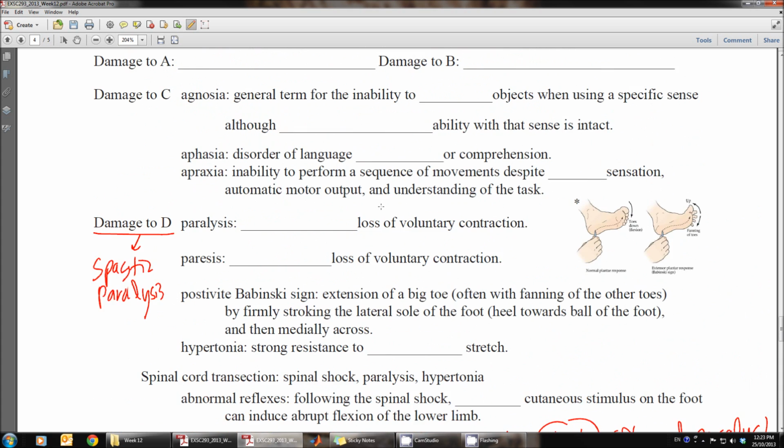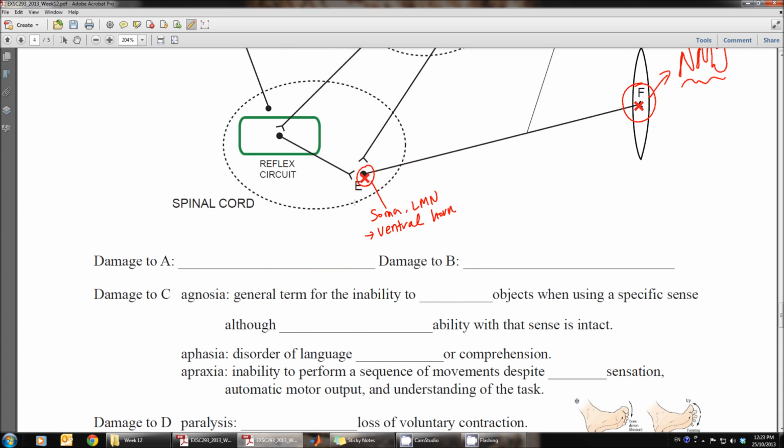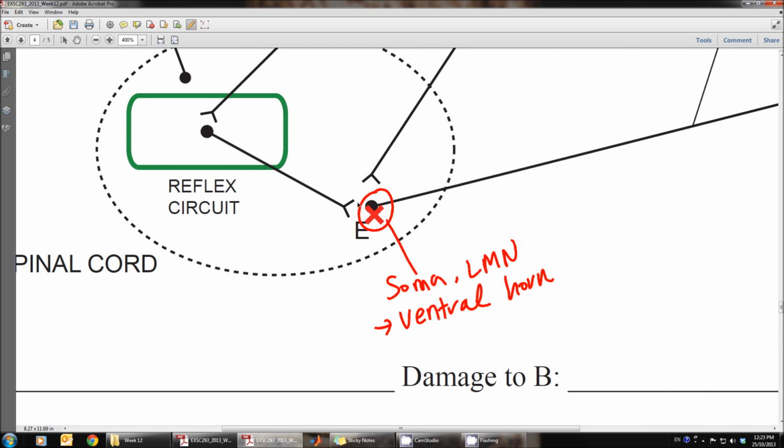And there were also some topics that involved the synapse between the lower motor neuron and interneurons, mainly inhibitory interneurons. If there's damage to the synapse between the interneuron and the lower motor neuron, the examples were tetanus or stiff person syndrome.